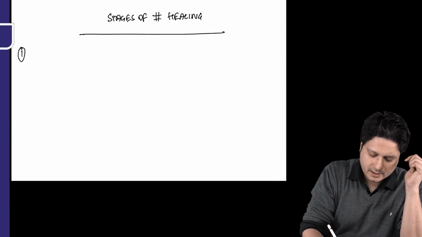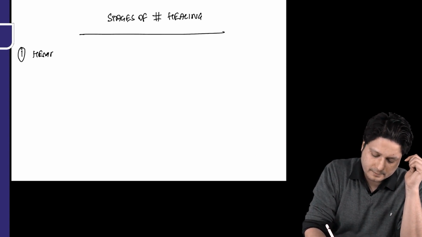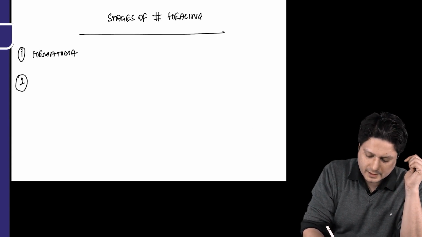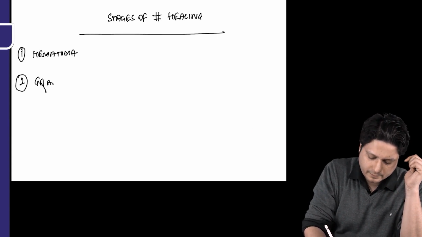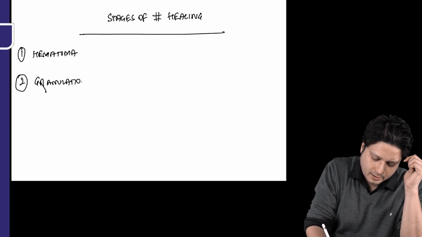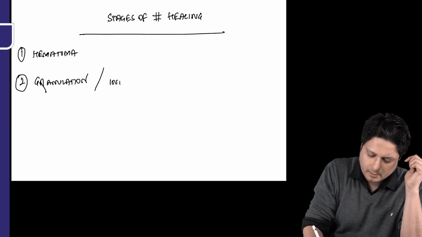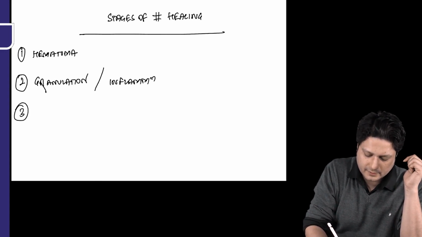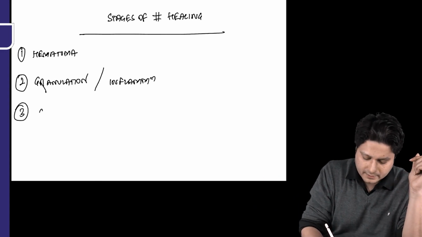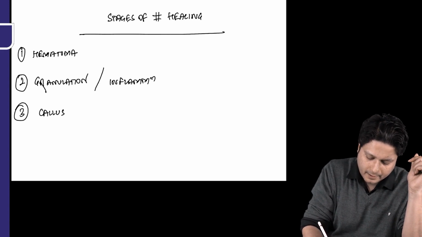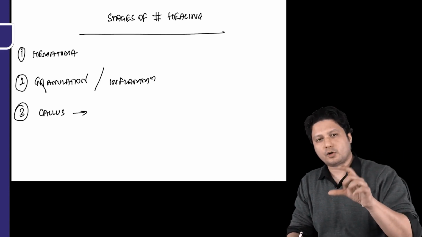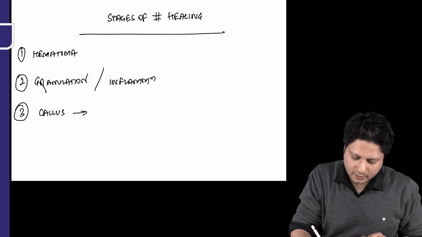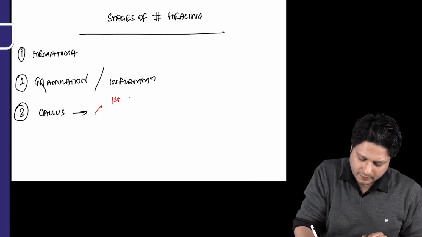The first stage is the stage of hematoma formation. The second stage is the stage of granulation or inflammation. You know, granulation is a part of inflammation, so this can also be written as a stage of inflammation. The third is the stage of callus formation. And it is important to have a discussion of this callus stage because callus is the first sign of fracture healing. It is considered to be the first sign.